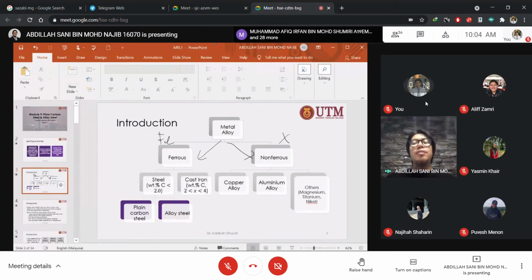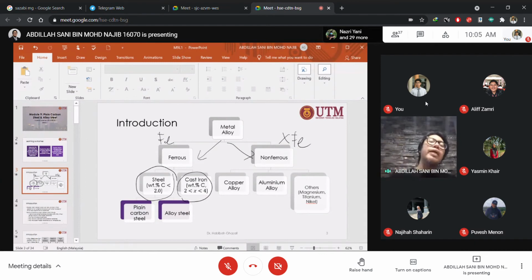So if this one does not contain iron, it's ferrous and non-ferrous. And from this ferrous alloy, based on the range of the composition, we further classify it. We have steel for the carbon content below 2%, and in between 2 and 4, we have what we call cast iron, which we discussed last week.